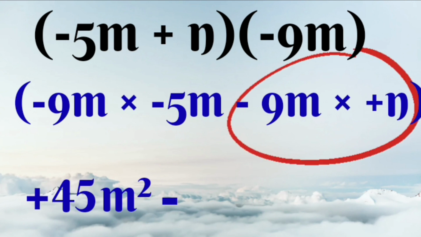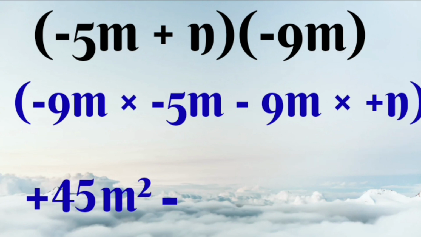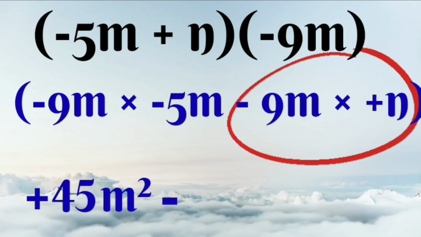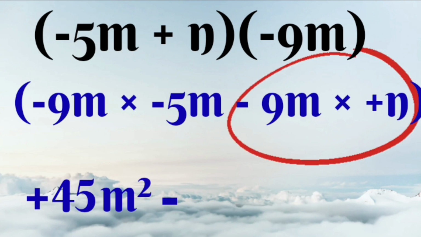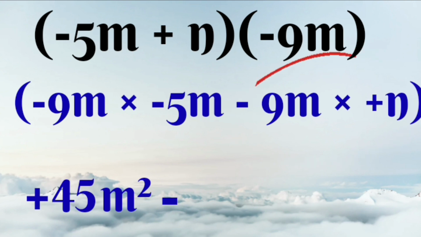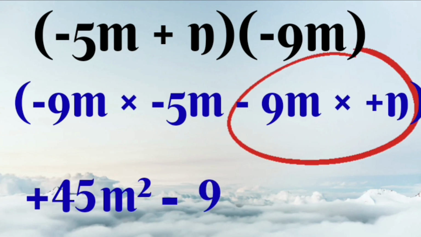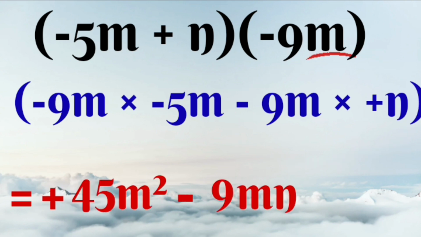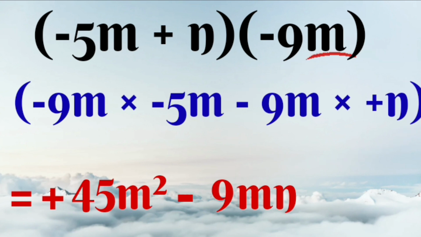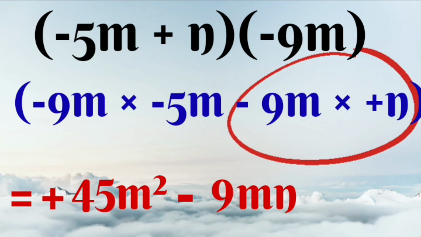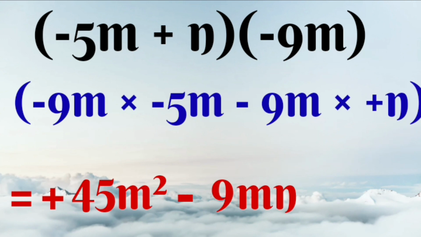9 times 1, because n does not have any coefficient. What we mean by coefficient is a number at the back of a variable. Since it doesn't have any, it's assumed to be 1, because 1 times anything is that same thing. 9 times 1 is equal to 9. m times n is equal to mn. So the required result is plus 45m squared minus 9mn. I hope you've been following the lesson so far.